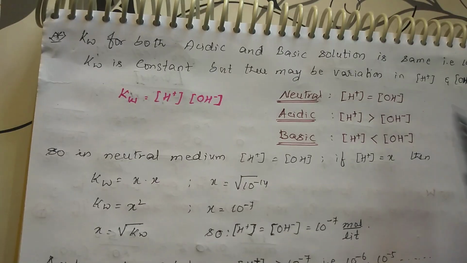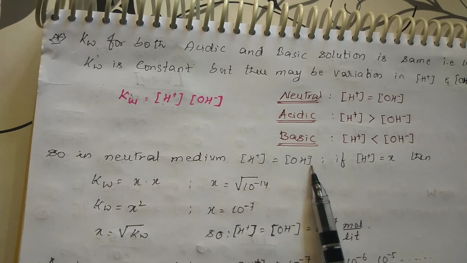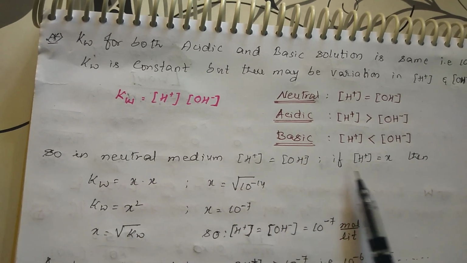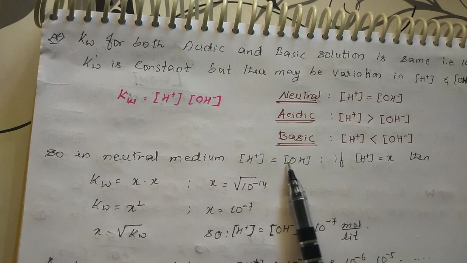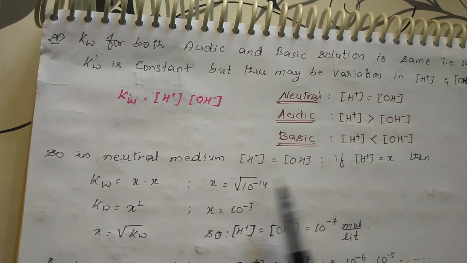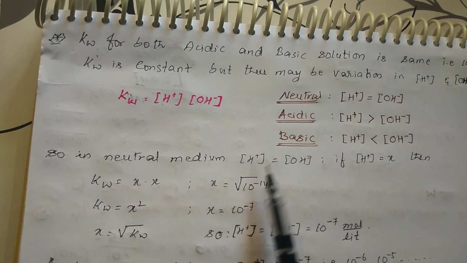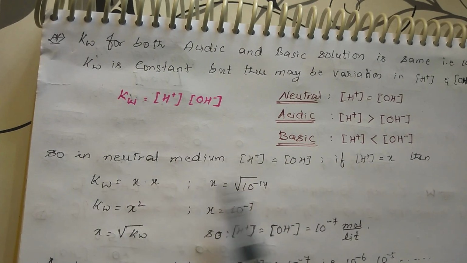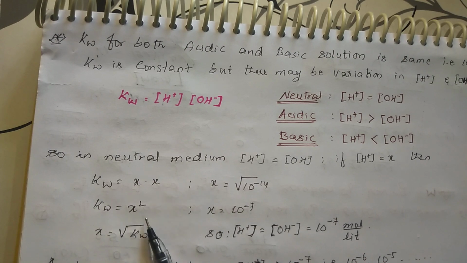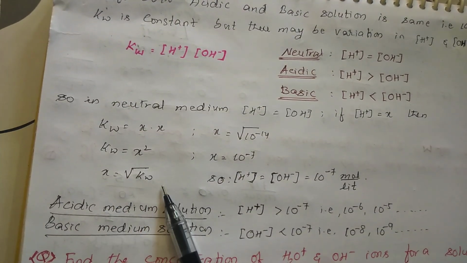So let me take an example for the neutral medium. In a neutral medium both are equal, right? H plus will be equal to OH minus. So if H plus is equal to X, then OH minus should also be equal to X. I know that Kw is equal to H plus into OH minus, that is X into X. So Kw will be equal to X square. X will be equal to root Kw.